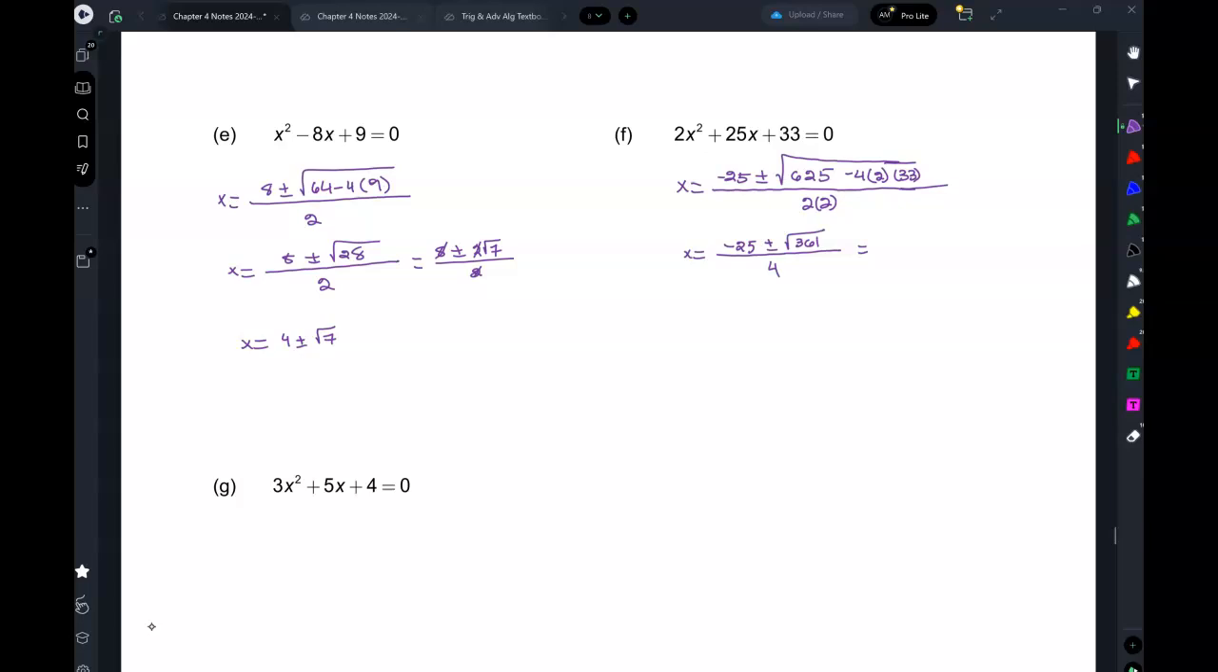361 is a weird one. 361 is actually 19 squared. It's like that shrug emoji, right? It's like, who would have known, right? So negative 25 plus or minus 19 over 4. And that you can simplify, right? Because you can do this. So it's like x equals negative 25 plus 19 over 4. And then negative 25 minus 19 over 4. So x will be negative 11 and negative 3 over 2.